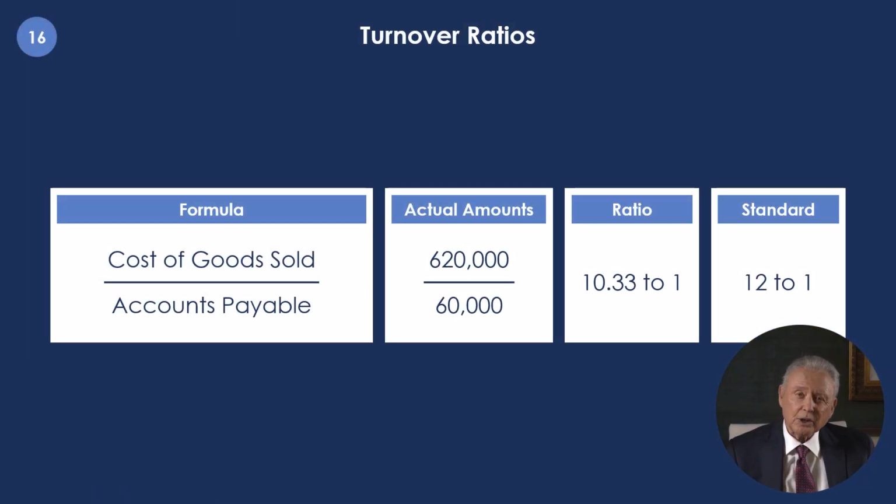Now we move to another turnover ratio, cost of goods sold divided by accounts payable. We're looking to see how quickly we pay our vendors. Here, 620,000 in cost of goods sold, divided by 60,000 in accounts payable equals 10.3 to 1. The standard here is 12 to 1. This standard is not based on the clothing industry, but on general 30-day payment terms. Even though our number is below the standard, 10.3 is still reasonable and suggests that accounts payable is being managed well.